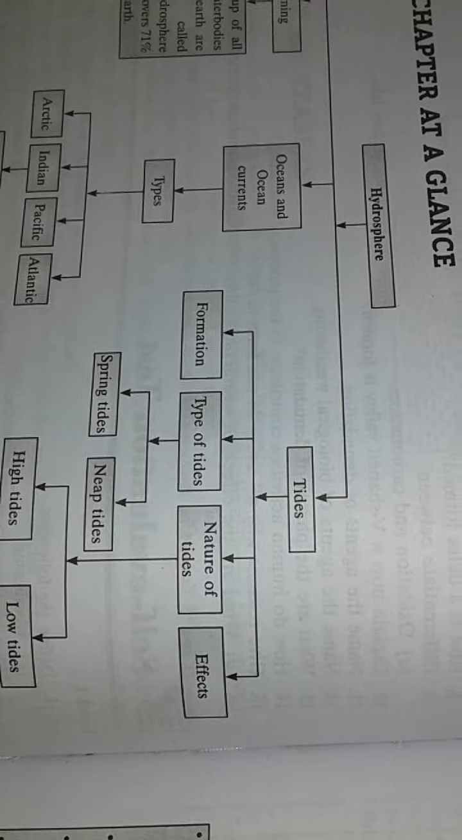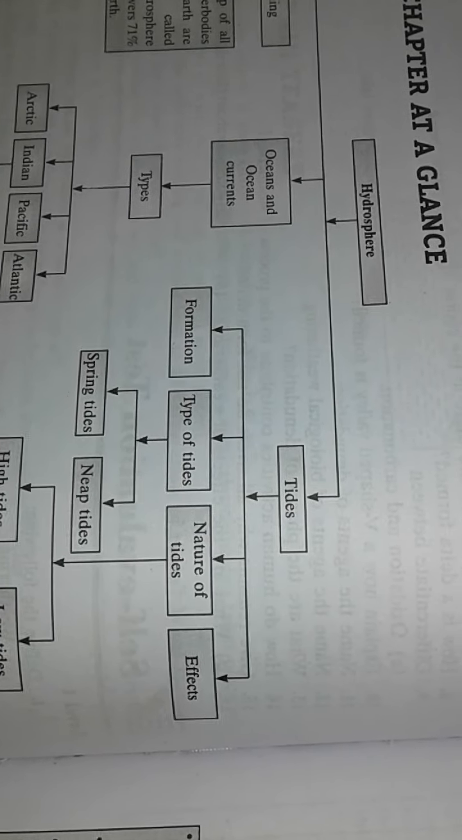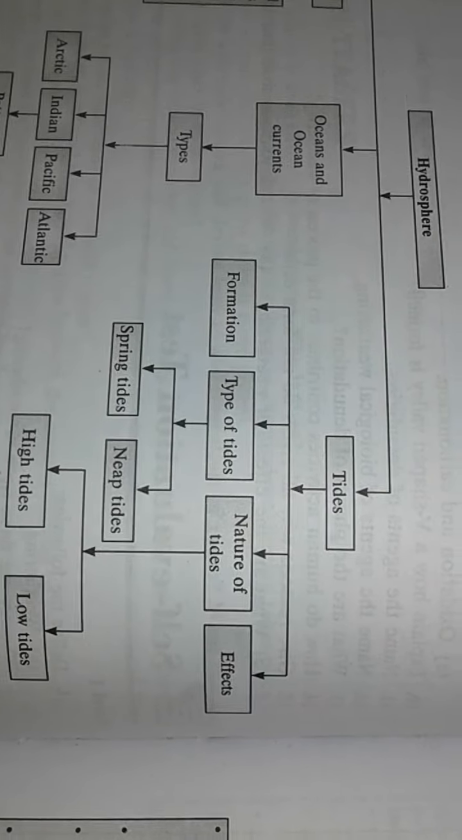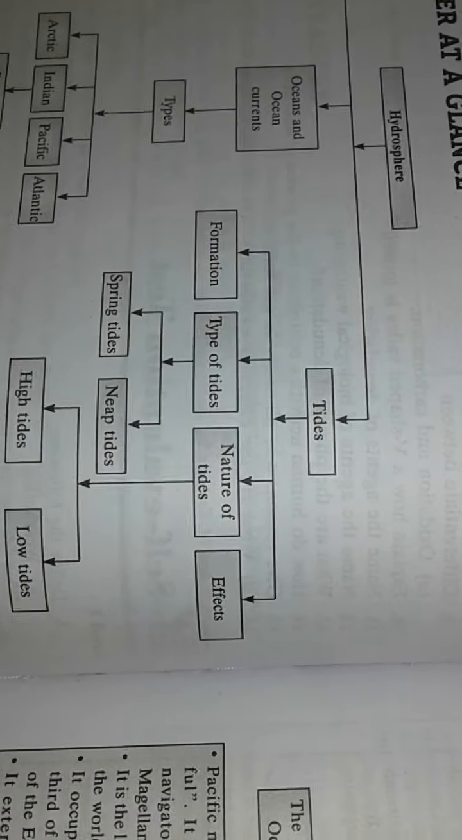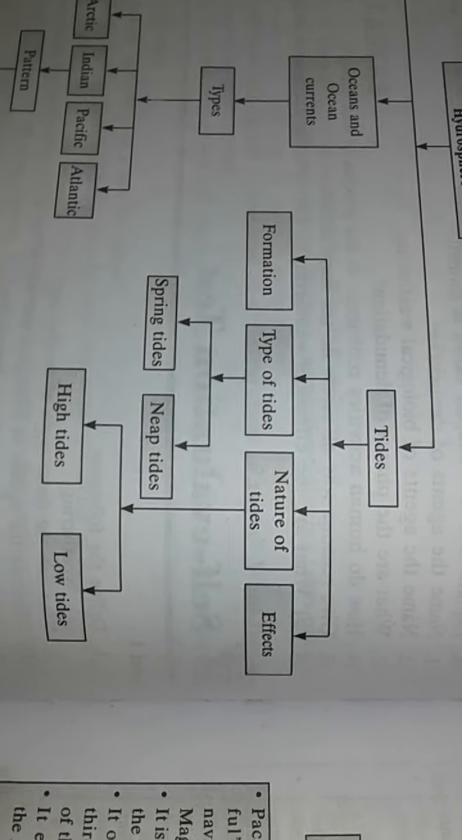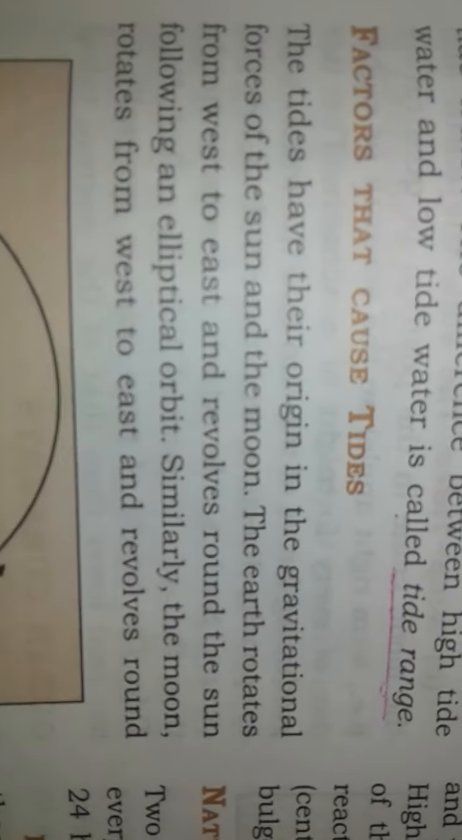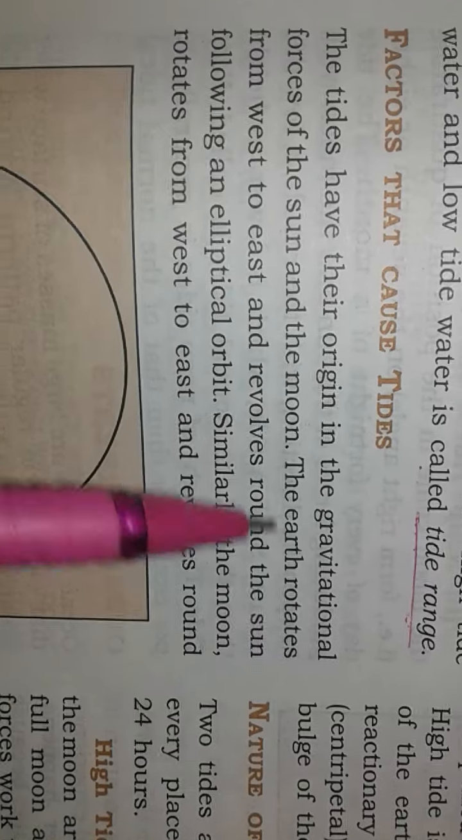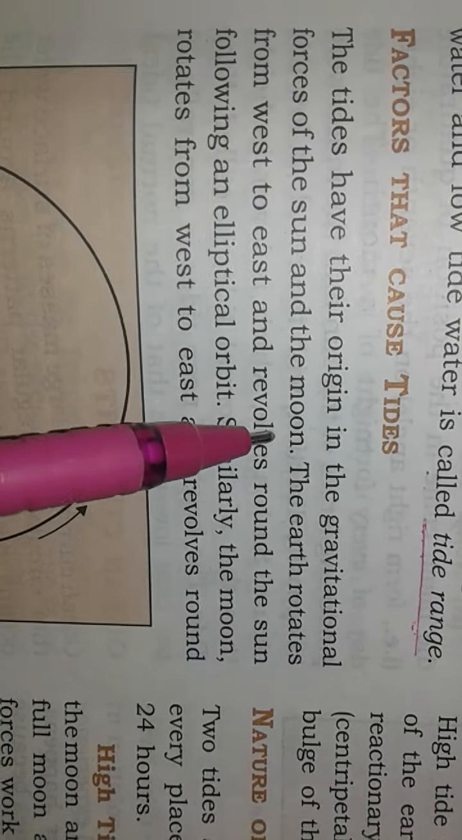So we will now discuss the effects of tides and the factors which are responsible for the formation of the tides. Factors that cause tides: the tides have their origin in the gravitational forces of the sun and the moon.